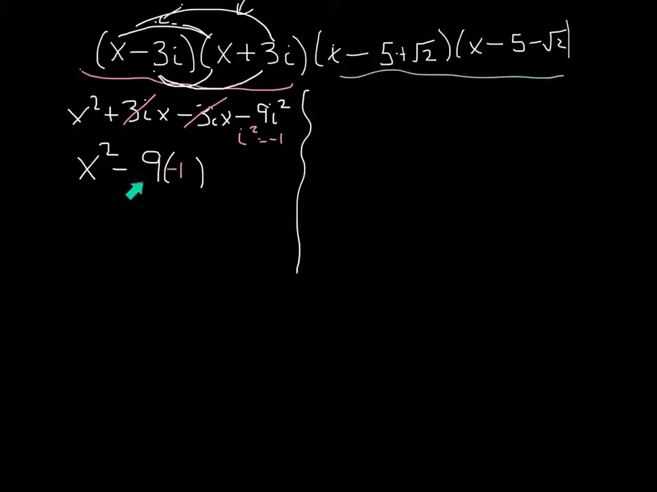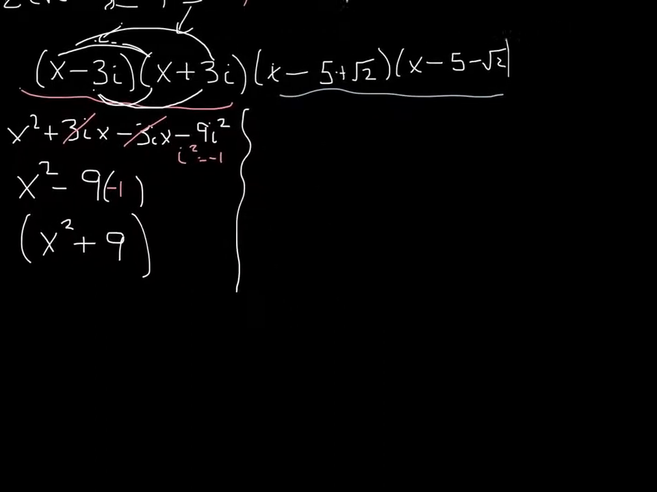Now, we can simplify this a little bit more. Negative 9 times negative 1, that's going to give us positive 9. So when we have the negative 9 times the negative 1, we're going to have x squared. Negative 9 times negative 1 gives us a plus 9. So when we went ahead and FOILed these two imaginaries, we ended up with x squared plus 9 as one of our parts of our polynomial.